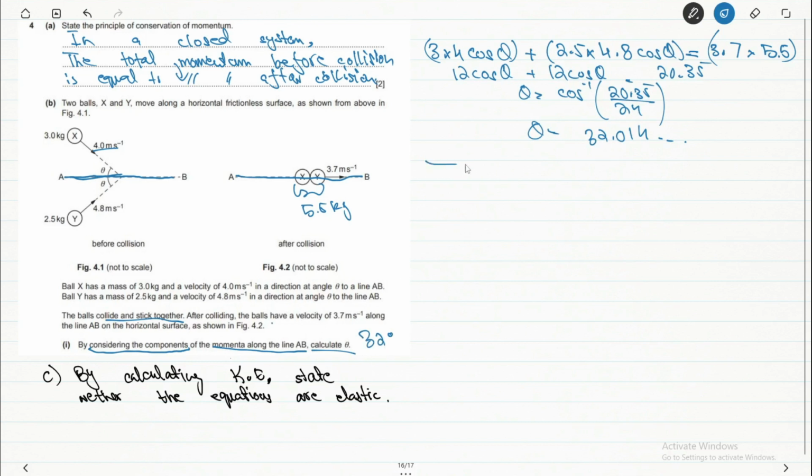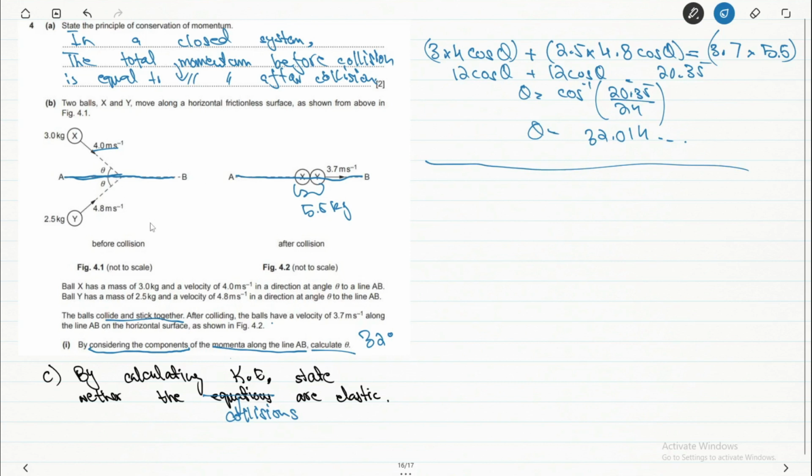Now the third part says that by calculating kinetic energy before and after the collisions, state whether the collisions are elastic. I'm sorry about this, this should say collisions, right? Whether the collisions are elastic or not. So the two things that you need to know about elastic collisions are that KE is conserved and relative speed of approach is equal to relative speed of separation, right?